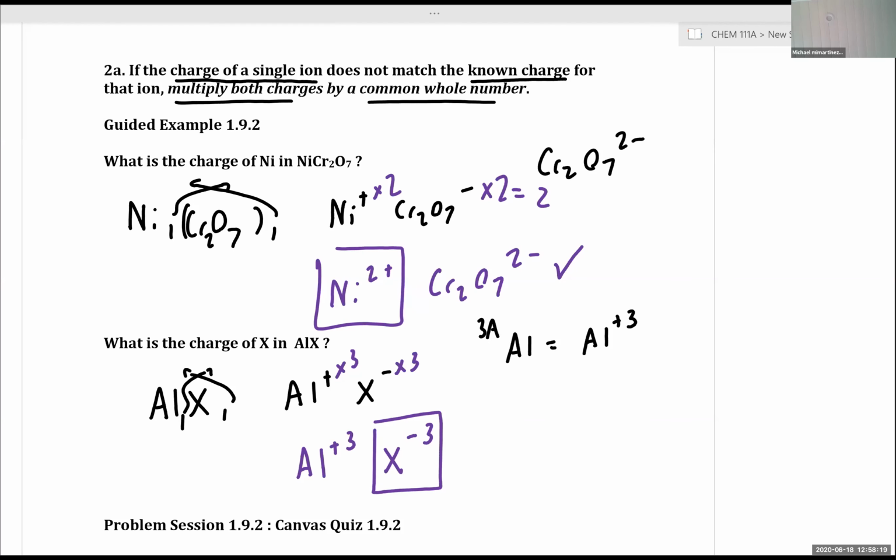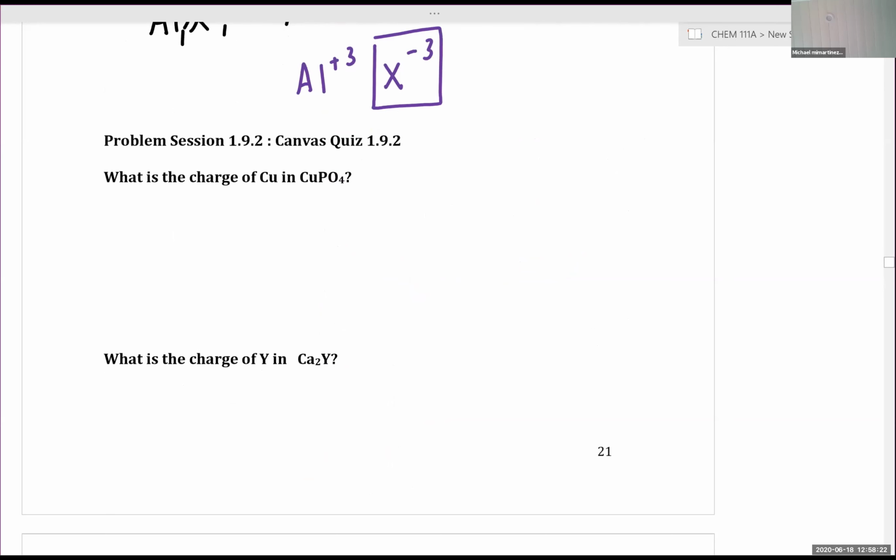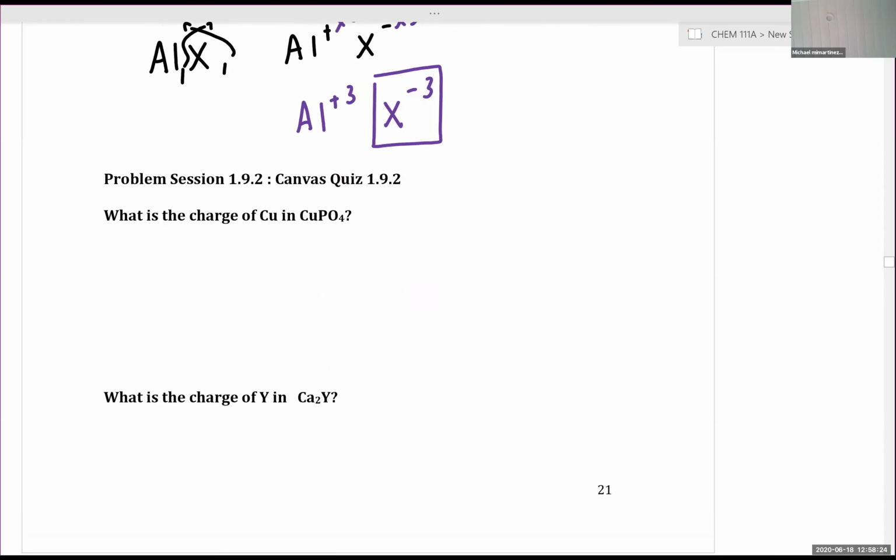Okay, so with that established, let's take a moment and work on the following 2 examples. Let's take about 3 minutes to assign the charge for the atoms in the following 2 compounds, and then we'll discuss in about 3 minutes.